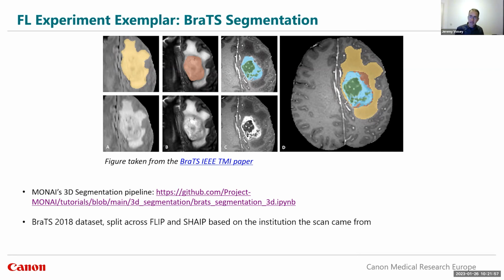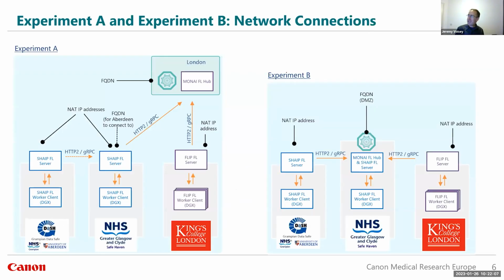The 2018 data set is convenient because the institutions are listed, and it makes it very easy to make realistic splits across the two trusted research environments. So for experiment A and experiment B, you've got a couple of network connections going on. Again, this is the responsibility of the data manager within the SHAIP and the FLIP platforms, but they took care of that. So all the provisioning, all of that side, was carried out by the data managers in the two platforms. And that was set up, and me as a scientist, yes, I was aware of what was going on, but I didn't personally have responsibility for that.